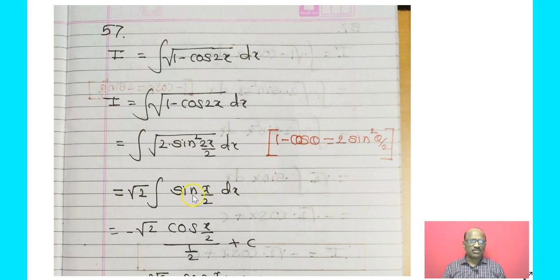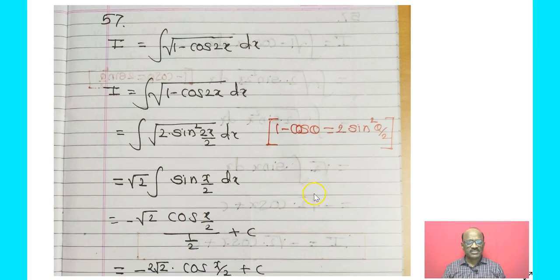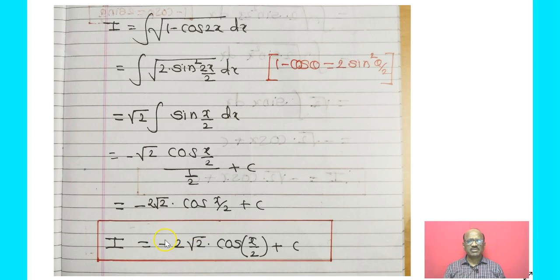The integral of sin of x by 2 is minus cos of x by 2 upon the coefficient of x, which is 1 upon 2, and hence after simplification I is equal to minus 2 root 2 cos of x by 2 plus c.